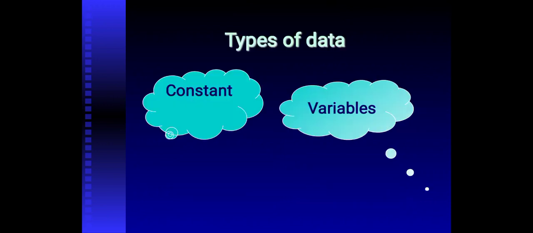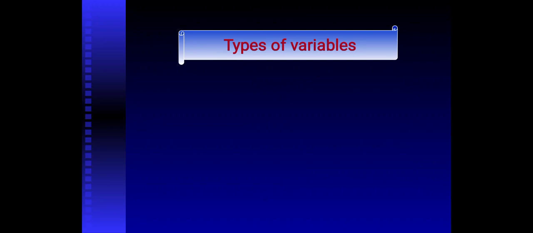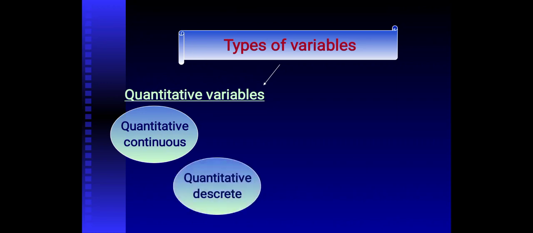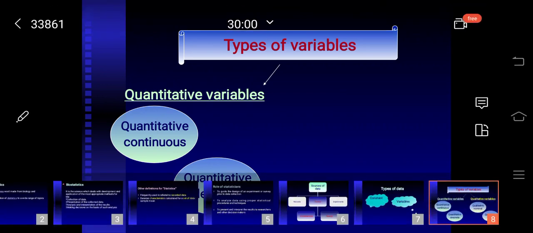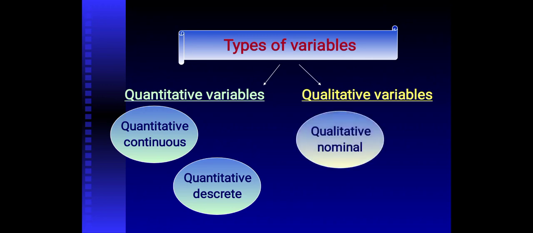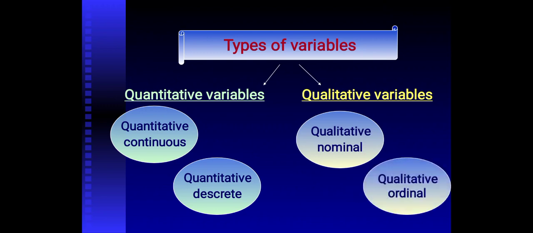Again, the collected data is divided into two types. One is constant, another one is variables. What types of variables? There are two types of variables. One is quantitative, another one is qualitative. Quantitative variable is again divided into quantitative continuous variable and quantitative discrete variable. Qualitative variables are also divided into two types: qualitative nominal variables and qualitative ordinal variables.